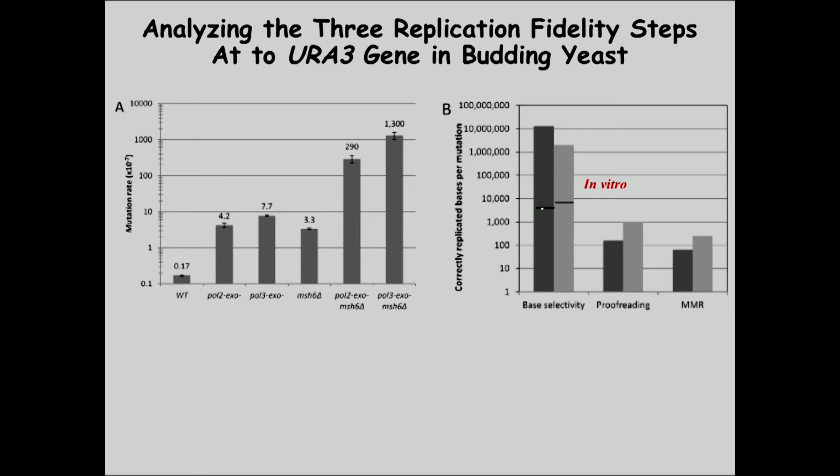But in vitro, we have years of work demonstrating that the polymerase Pol epsilon has a nucleotide selectivity of 10 to the minus fifth to 10 to the minus sixth. And that's a 3,000-fold difference. We also infer that on the leading strand, proofreading is less efficient than on the lagging strand, and mismatch repair is also somewhat less efficient than on the lagging strand.